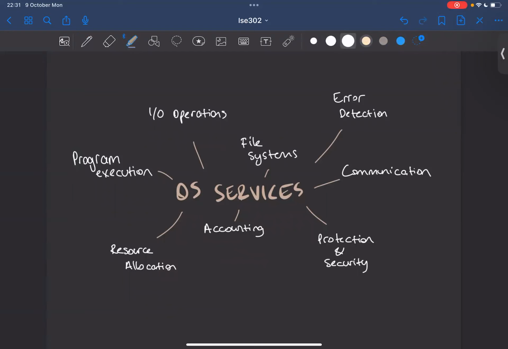We have user-oriented operating system services and system-oriented operating system services. So these are user-oriented operating system services, whereas the below ones, resource allocation, accounting, protection, and security, are system-oriented.